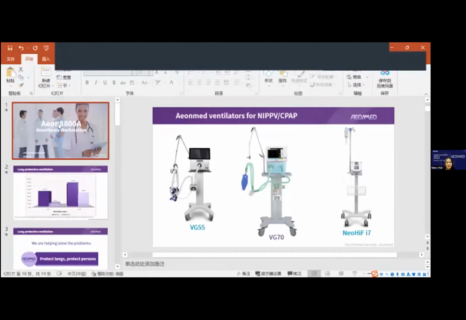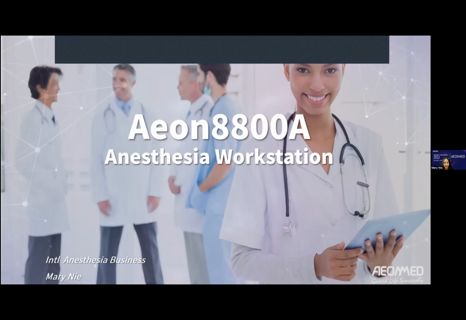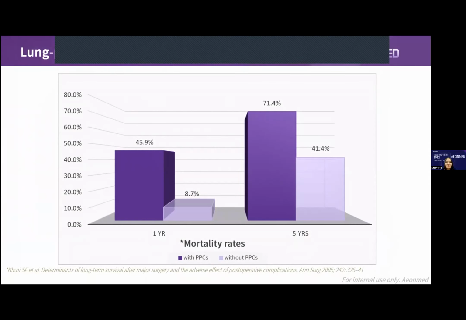You can see my slides. Okay, the topic of our speech today is perioperative lung protection, and the Aeon 8800 anesthesia workstation is qualified and meets our clinical requirements. And actually this was mentioned in Dr. Zhang's speech also.